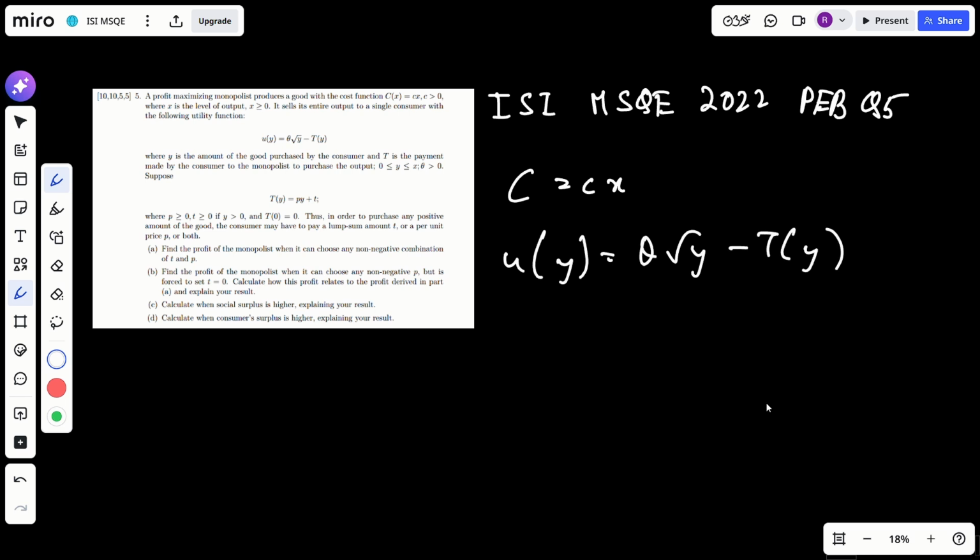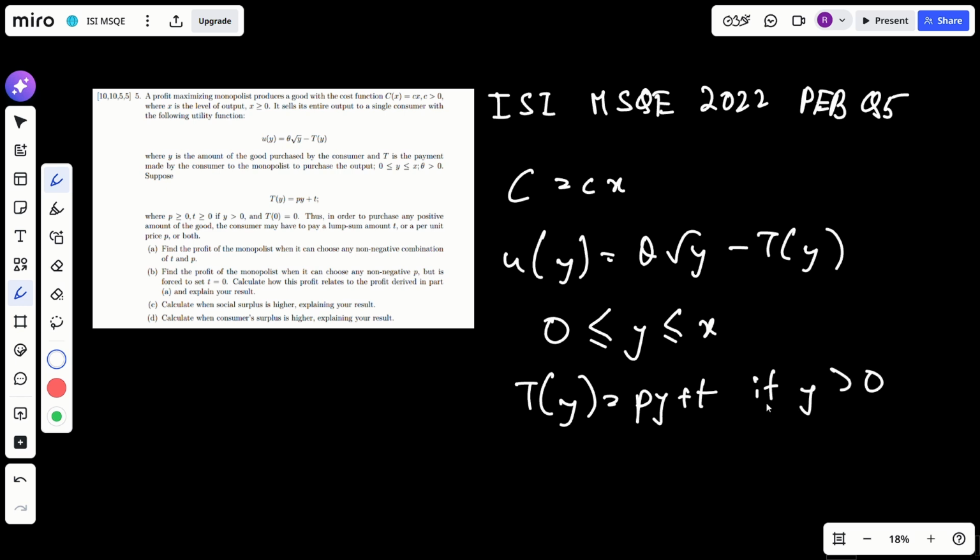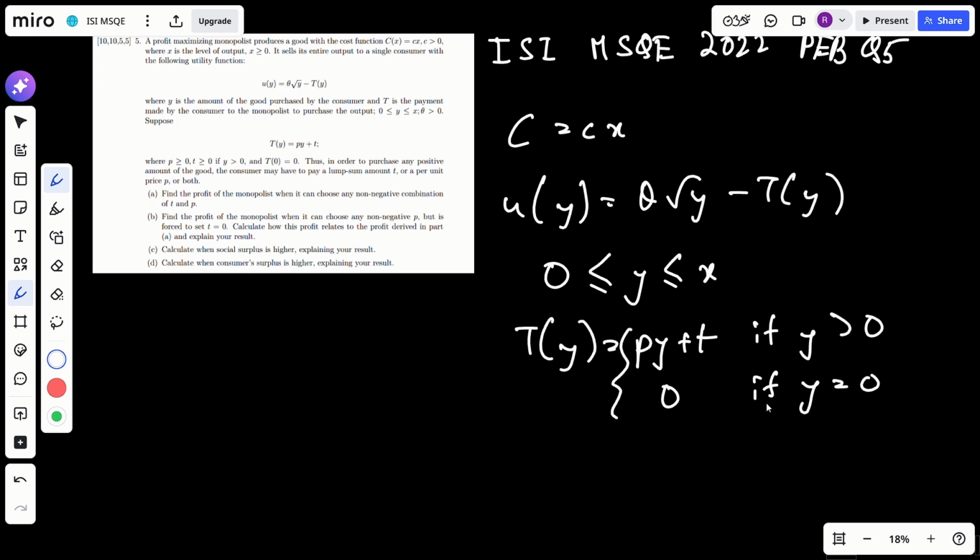Next, T is the payment made by the consumer to the monopolist to purchase the output. This is a constraint that we need to keep in mind, that y is greater than or equal to 0 but it is less than or equal to x. And theta is strictly greater than 0. Suppose t(y) is equal to py plus t if y is greater than 0, and it is equal to 0 if y is equal to 0. Thus, in order to purchase any positive amount of the good, the consumer may have to pay a lump sum amount or a per unit price or both.